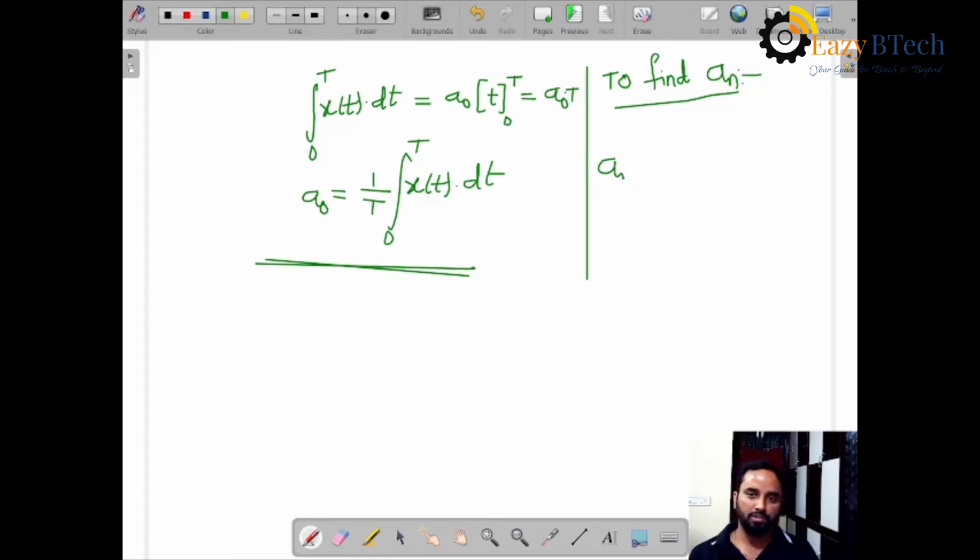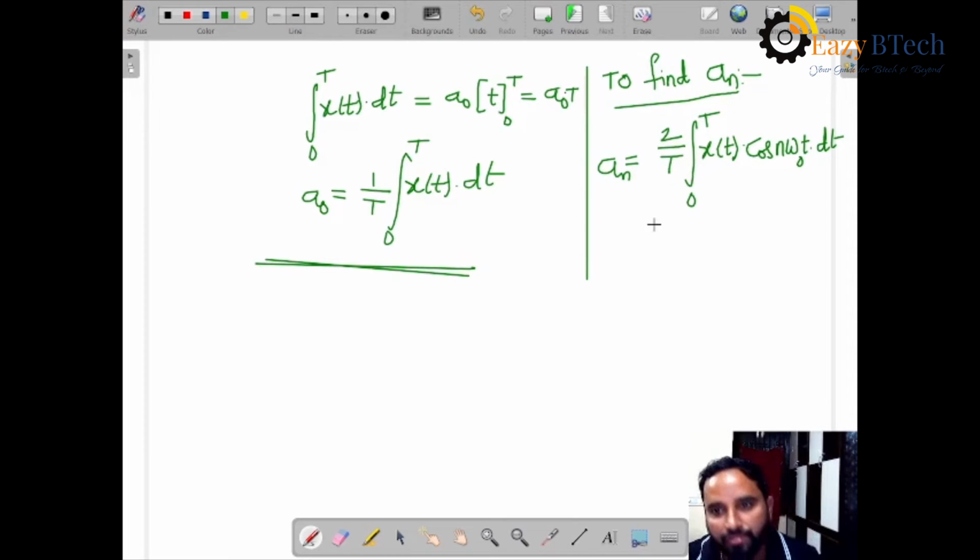So an is equal to 2 by T, integral 0 to T, x(t) into cos n omega naught t dt. This is the an formula. If you observe the formula, we can get the proof from x(t) only. You take x(t), multiply both sides by cos n omega naught t, and integrate with respect to t over limits 0 to T. That is the process the formula is describing.